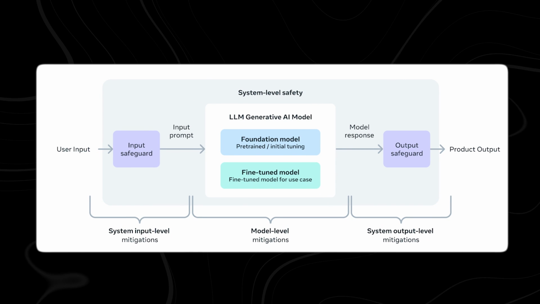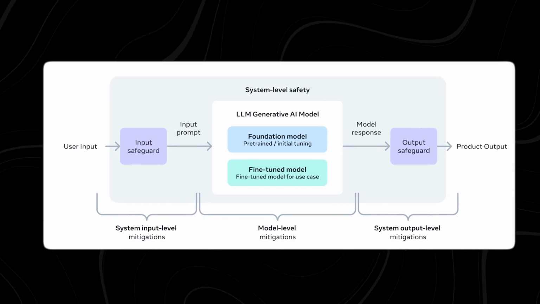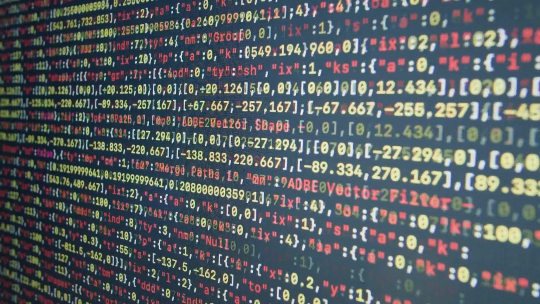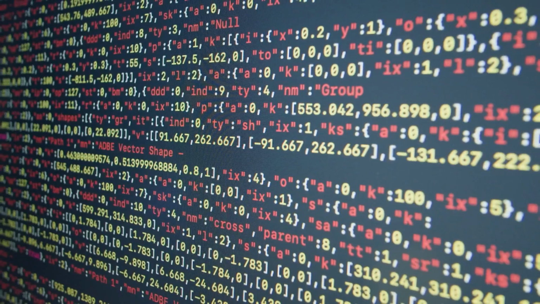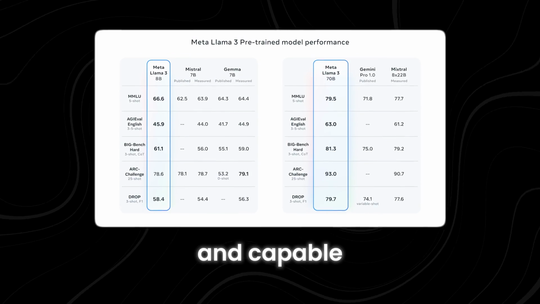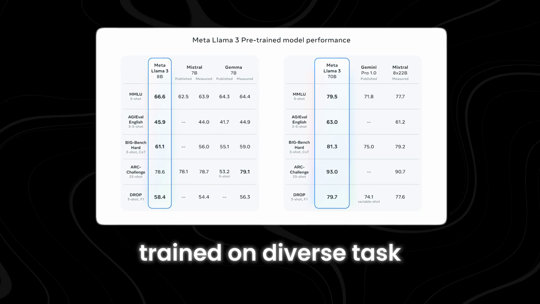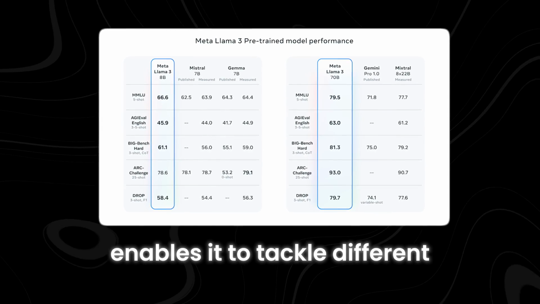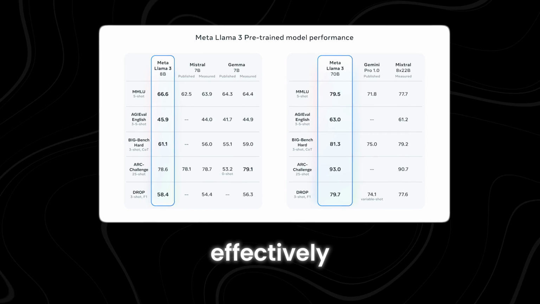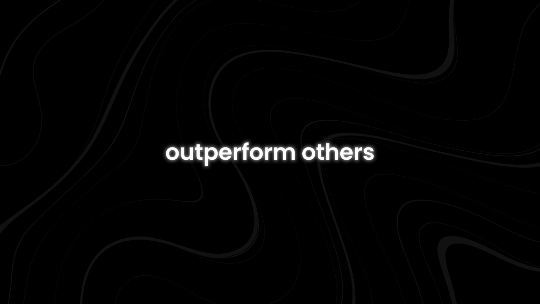Users might wonder why Llama 3 is excelling. Well, it's because of its massive size and extensive training. Llama's large size allows it to learn from a vast amount of text data, making it highly knowledgeable and capable. Moreover, Llama 3 has been trained on diverse tasks, so this broad training enables it to tackle different types of challenges effectively. But how does Llama outperform others?